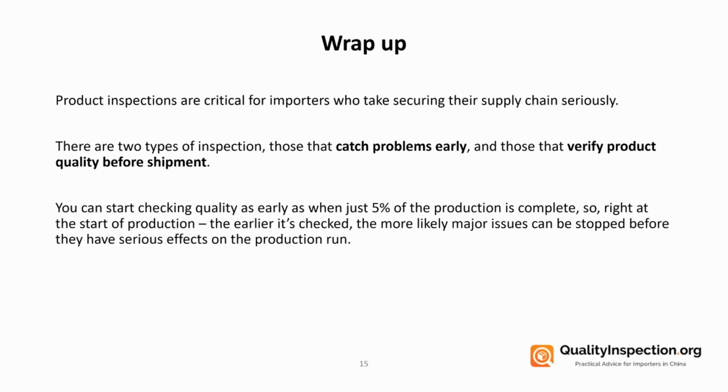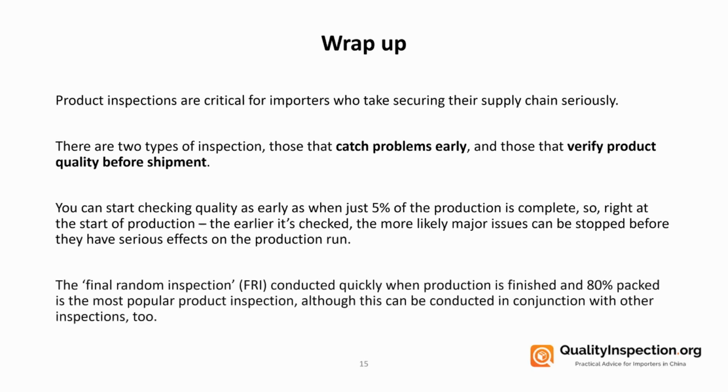You can start checking quality as early as when just around 5% of the production is complete. The earlier it's checked, the more likely major issues can be stopped before they have serious effects on the production run. The final random inspection, conducted quickly when production is finished and 80% packed, is the most popular product inspection, although this can be conducted in conjunction with other inspections too.